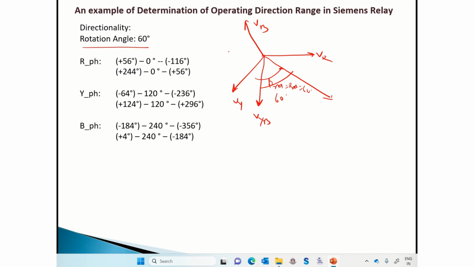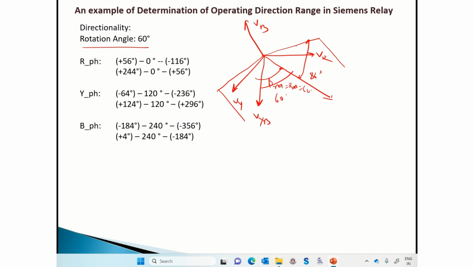Now internally I know that in this relay it is plus minus 86. So I will draw from here 86 degree, which is this, and from here minus 86, which is somewhere like this. So now this is my total operating region, forward region, like this. From here to here is the forward region. So this angle is 60 degree, and from here to here this angle is your 86 degree.